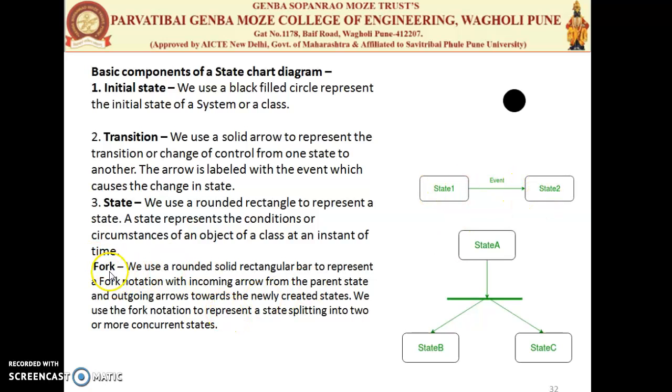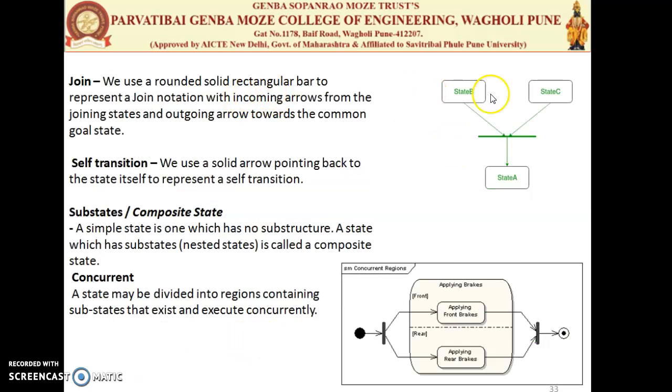Then we have the fork, as we have previously seen. Fork is used to create different states from one state. It is a solid rectangular block with one incoming edge and two or more outgoing edges. That is, one state can create different substates. That is the fork. Next is the join, which is the opposite of fork. We have two different incoming edges to a single state, that is, the outputs of both are combined in a single state. That is state A in this particular example.